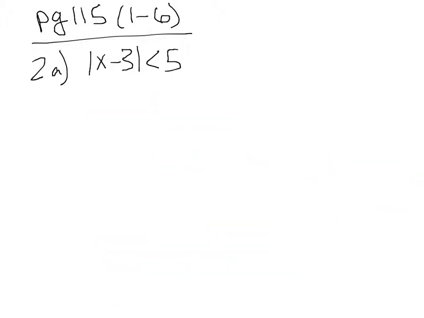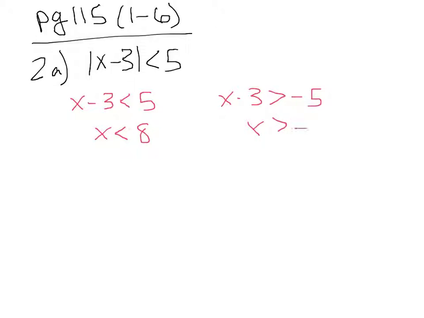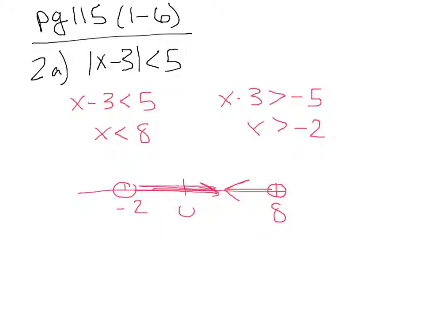Okay, absolute values, we're going to get two equations. x minus 3 is less than 5. x minus 3 is greater than negative 5. This is a pretty straightforward thing to solve. So then when we graph negative 2, 8, right, we want to be less than 8. We want to be bigger than negative 2, so it's in the middle.